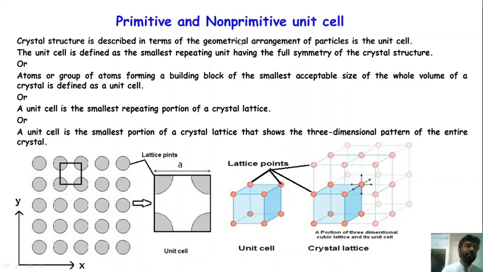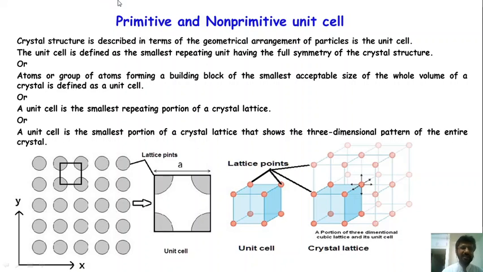Or in another way, you can say that the atoms or groups of atoms forming a building block of the smallest acceptable size of the whole volume of the crystal is defined as the unit cell. Or you can say that the unit cell is the smallest repeating portion of a crystal lattice. A unit cell is the smallest portion of a crystal lattice that shows the three-dimensional pattern of the entire crystal.